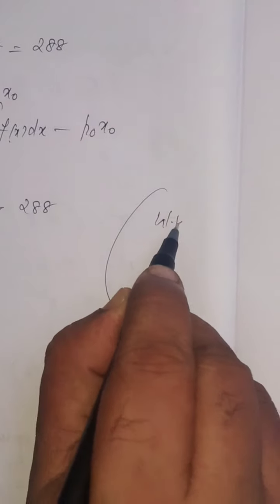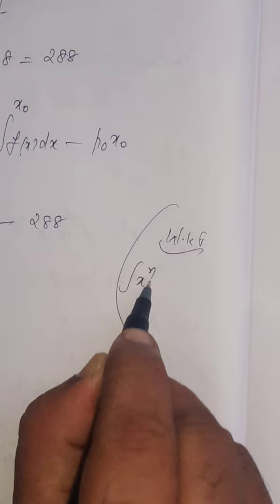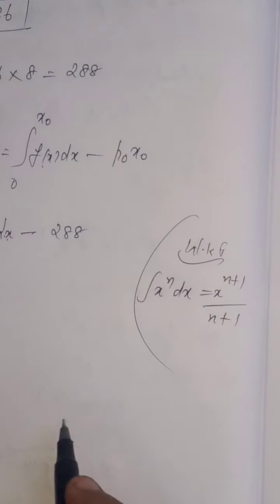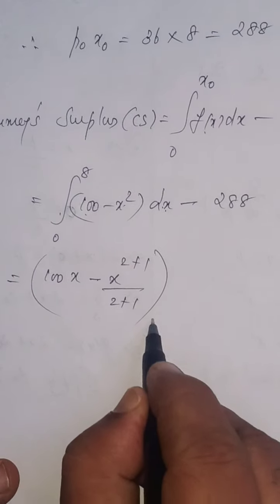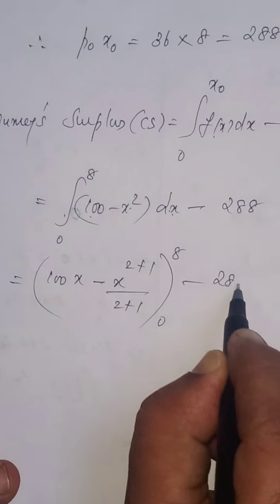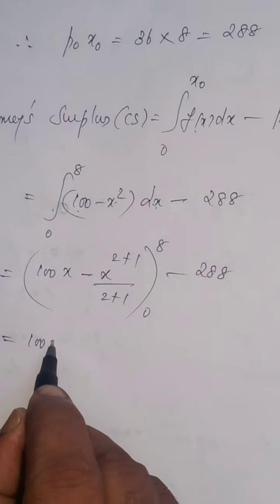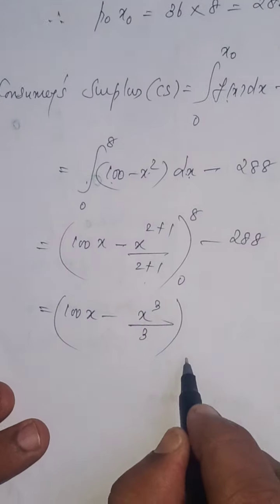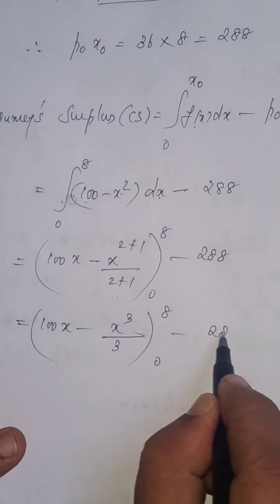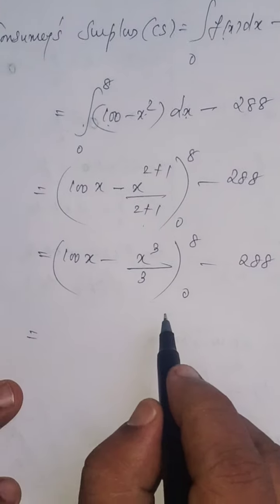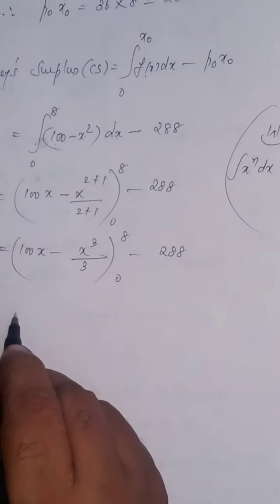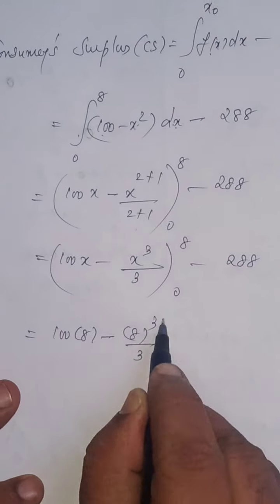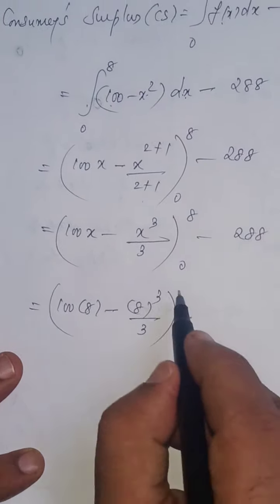We know that the integral of x power n dx is x power n plus 1 divided by n plus 1. Integration is over, now you have to apply the limits. That is equal to 100x minus x power 2 plus 1, which is x cubed divided by 3, limit 0 to 8, minus 288. Now apply the upper limit 8: 100 into 8 minus 8 cube divided by 3.